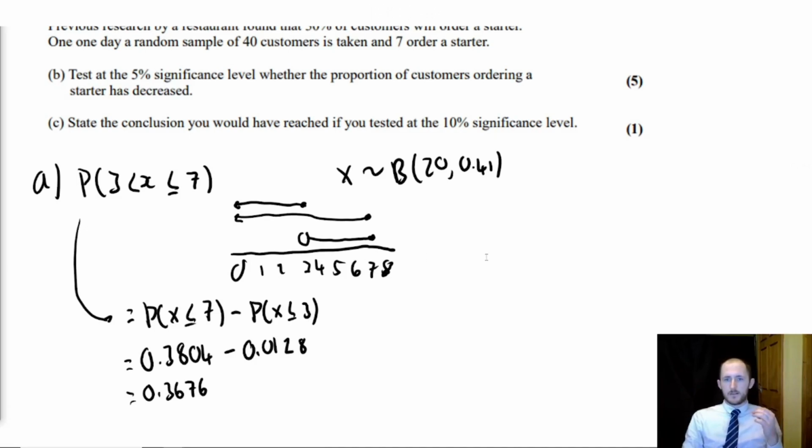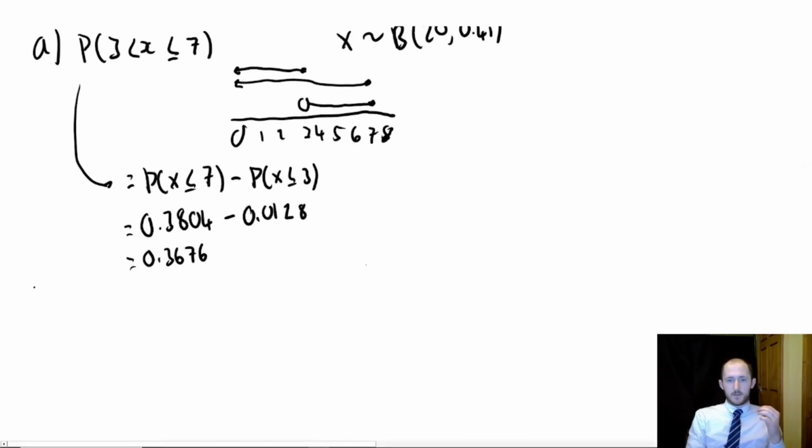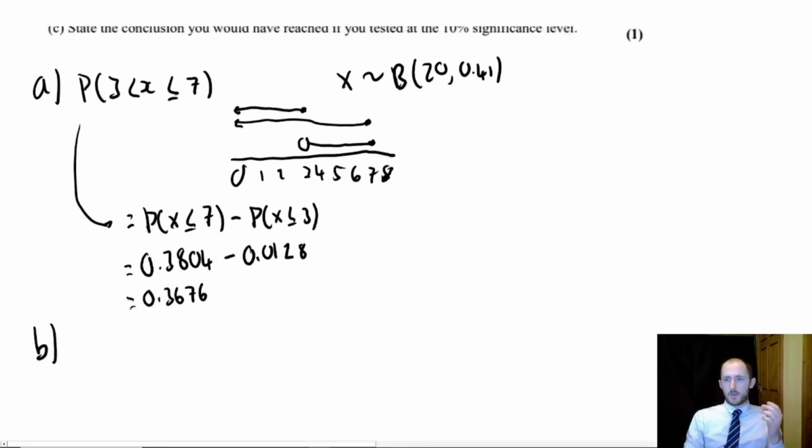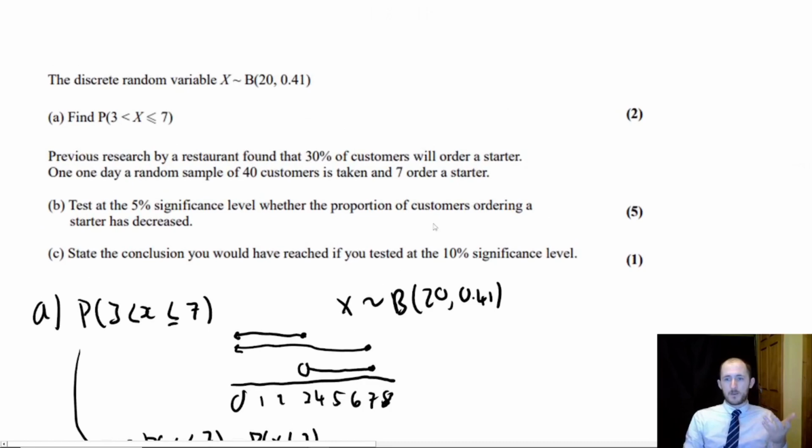Okay. Part B is the first hypothesis testing question we're going to do. As you can see, there are 5 marks. They're pretty big questions. It says, previous research by a restaurant found that 30% of customers will order a starter. On one day, a random sample of 40 customers is taken and 7 order a starter. Test at the 5% significance level whether the proportion of customers ordering a starter has decreased.